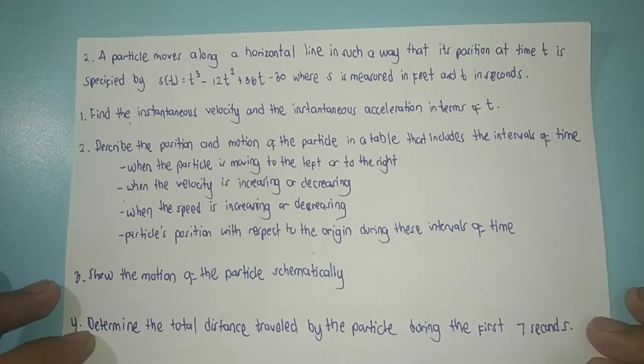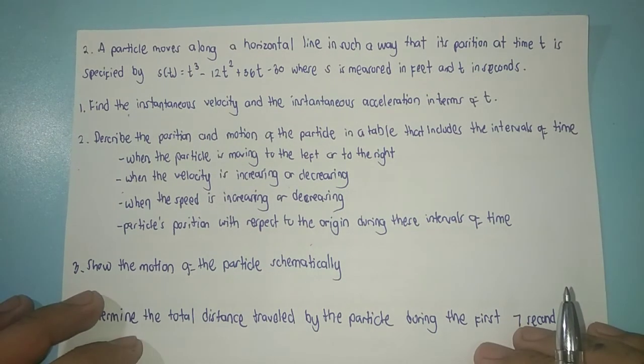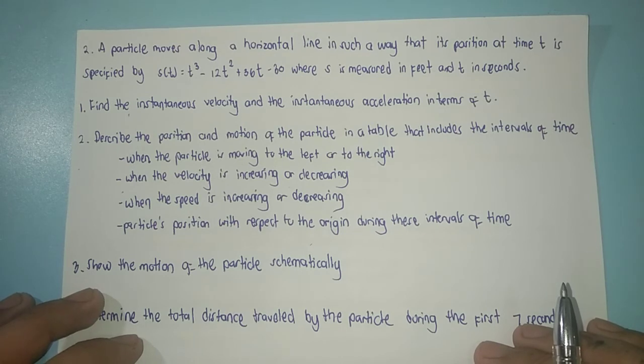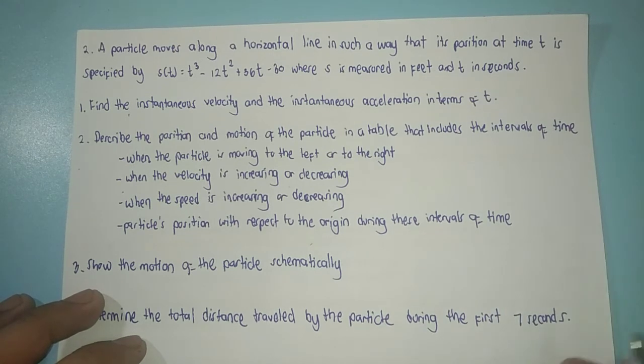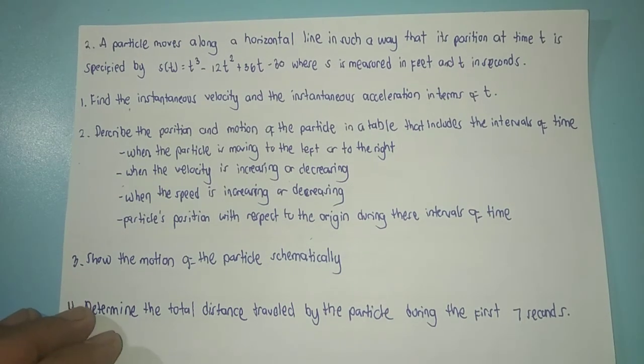Okay, so for 2.2, describe the position and motion of the particle in a table that includes the intervals of time when the particle is moving to the left or to the right, when the velocity is increasing or decreasing, when the speed is increasing or decreasing, or yung particle's position with respect to the origin during these intervals of time. Okay? So, etong daming pinapagawa, no?